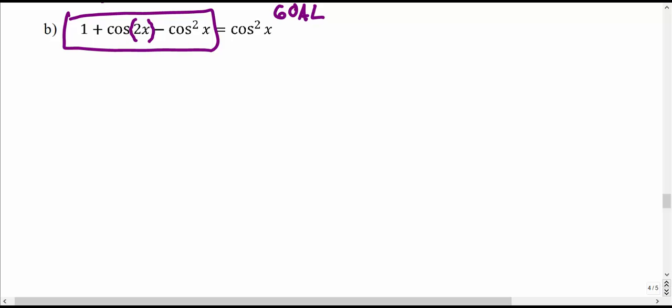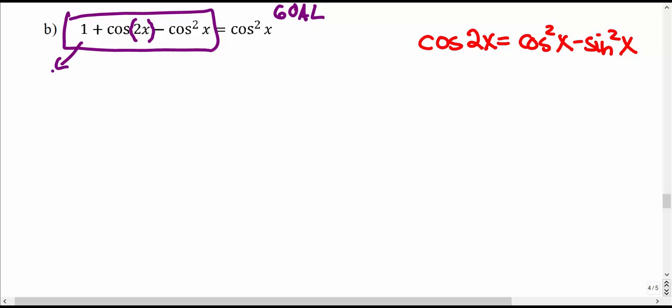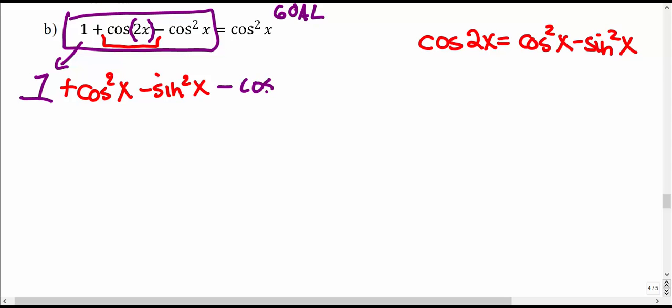What we're going to do is use the identity that we just showed, the double angle identity for cosine. We just showed in the previous example that cosine of 2x is equal to cosine squared x minus sine squared x. So we are going to replace that. We're going to bring down the 1, and we are going to replace just cosine of 2x with that identity. So cosine squared x minus sine squared x, and we're going to bring down the minus cosine squared x.